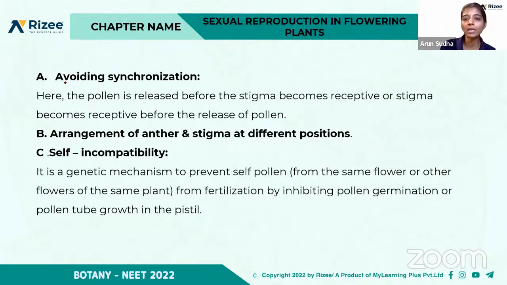The first one is avoiding synchronization. What do we mean by avoiding synchronization? Here the pollen is released before the stigma becomes receptive, or the stigma becomes receptive before the release of the pollen. For pollination to happen, there must be synchronization between the release of pollen and the receptivity of the stigma, right? When there is no synchronization, there will be no transfer. This process is called dichogamy.